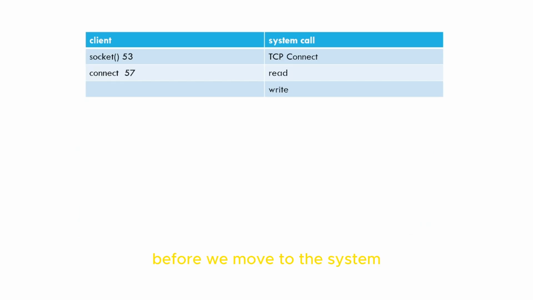Before we move to the system, let me briefly explain our car rental system. Our car rental system is separated into one server and two clients. For the client side, we use system calls such as socket, connect, TCP connect, read and write. The connection between client and server uses TCP. The socket is at line 55 and connect at line 57, the numbering being the line of the code.